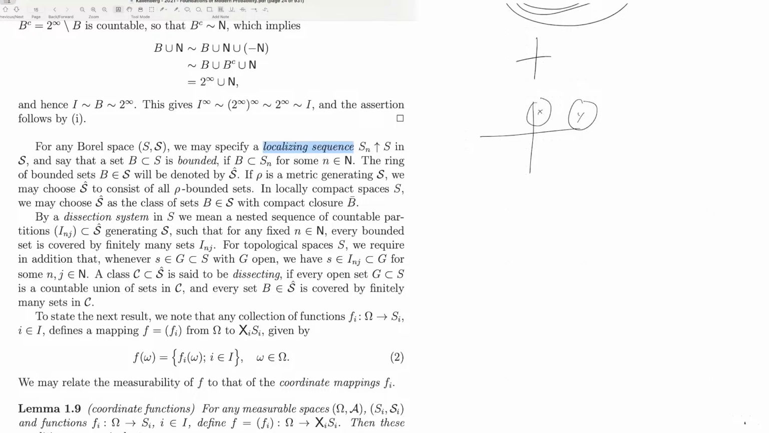Probably call it after this. In locally compact spaces S, we may choose the class to be, okay, we may choose S to consist of all rho bounded sets. So indeed, it does not even need to be bounded sets which are measurable. Okay. In locally compact spaces S, we may choose S to be the set of classes P sub S with compact closure. It's hard to see where this is going.